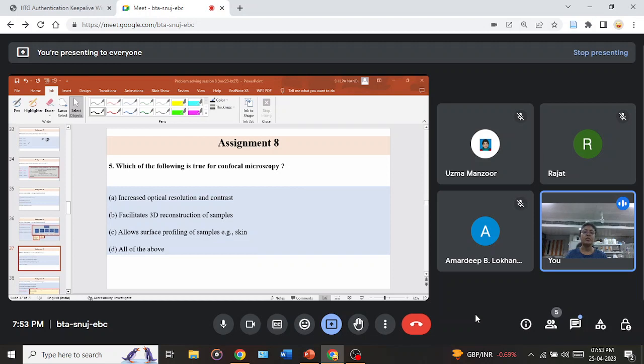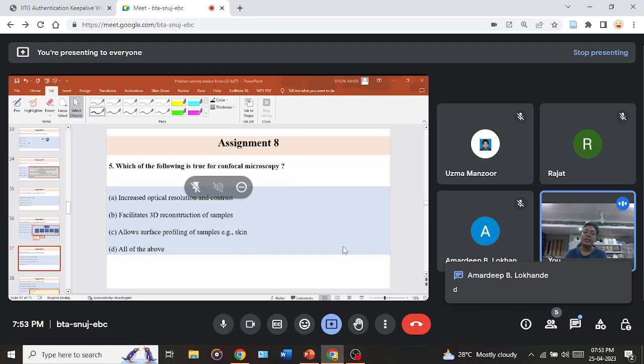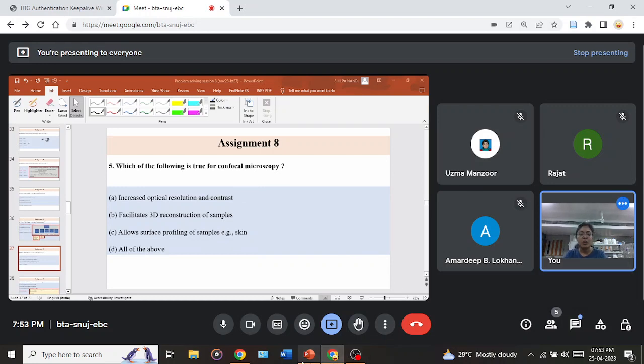Basically, what we have seen is confocal microscopy also helps in 3D scanning of the samples. So it also facilitates 3D reconstruction of sample and also allows surface profiling of the sample, for example skin. So if confocal microscopy has increased optical resolution and contrast, it also facilitates 3D scanning and allows surface profiling of the sample. So which one would be the correct answer? Yes, okay. So D, that is all of the above. So all of these statements are actually true for confocal microscopy.